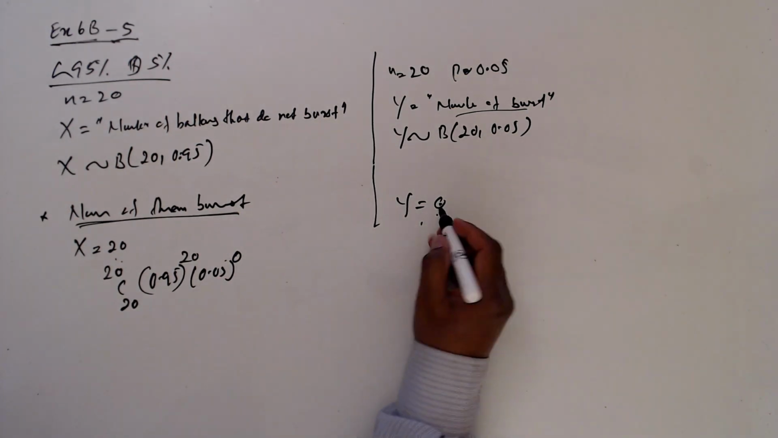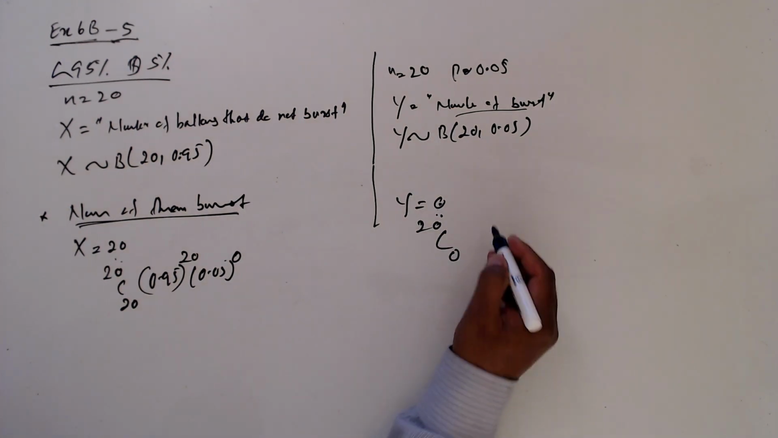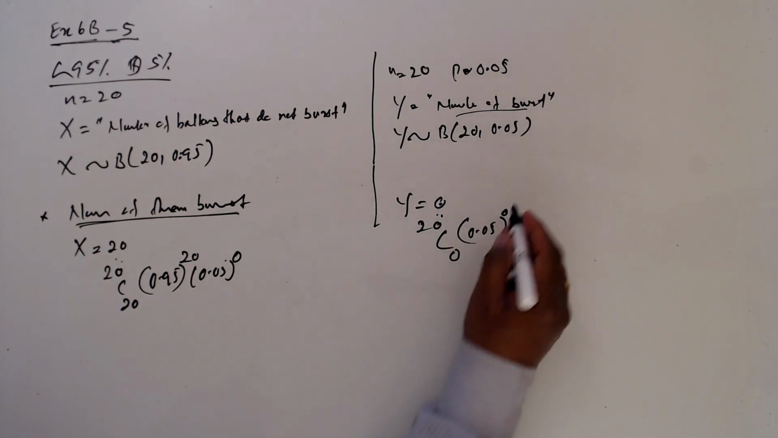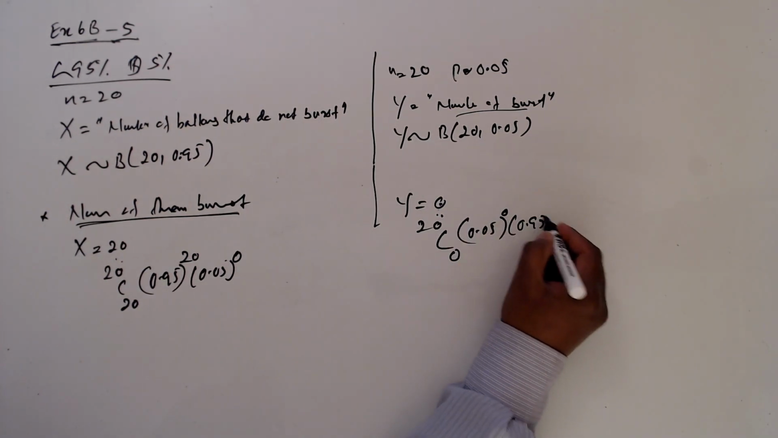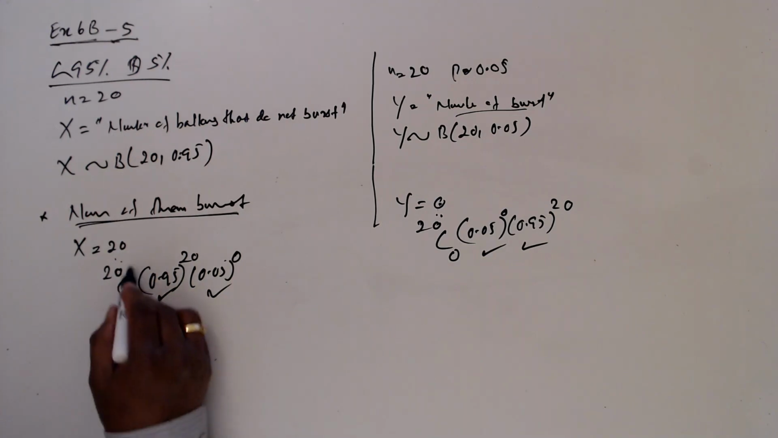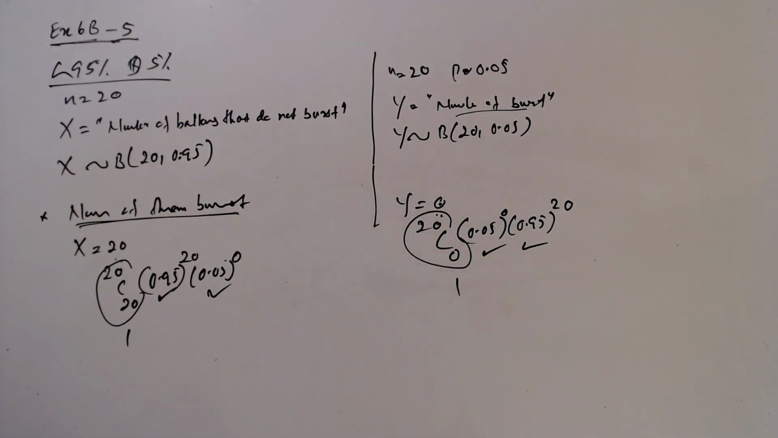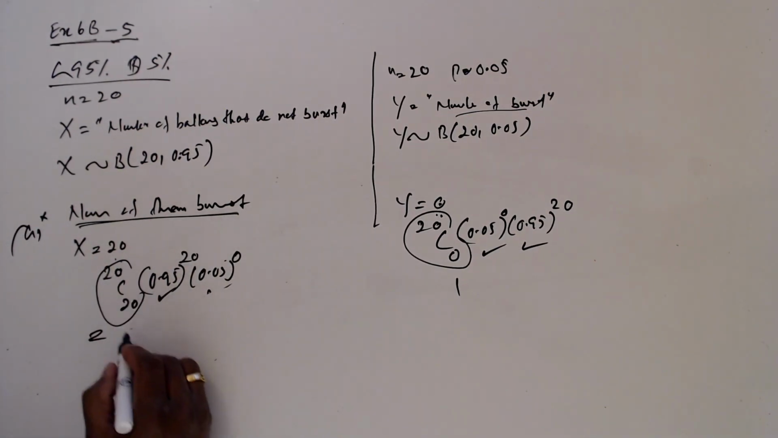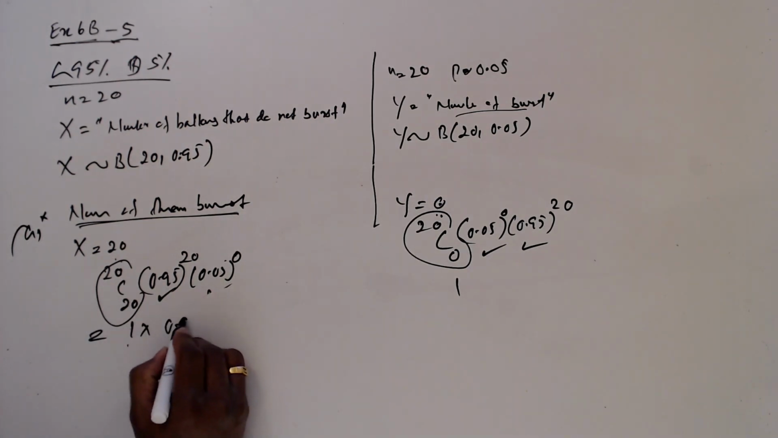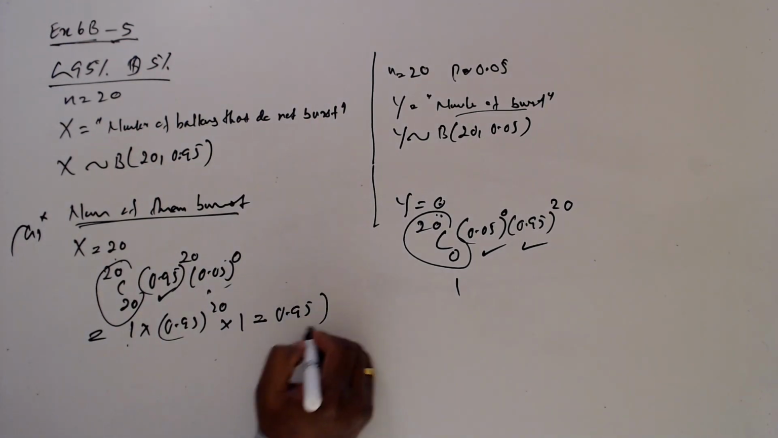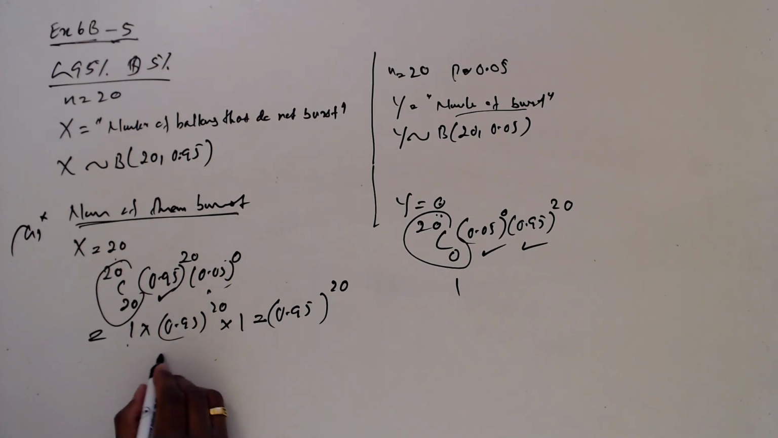Here 20C0, 0.05 to the power 0, no bursts, and 0.95 to the power 20. See that this value is 1, this value is also 1. So I'll give the answer for part question A. This is going to be 1 times 0.95 to the power 20, times 0.05 to the power 0, which is 1. So 0.95 to the power 20. This answer should be approximately 0.358.